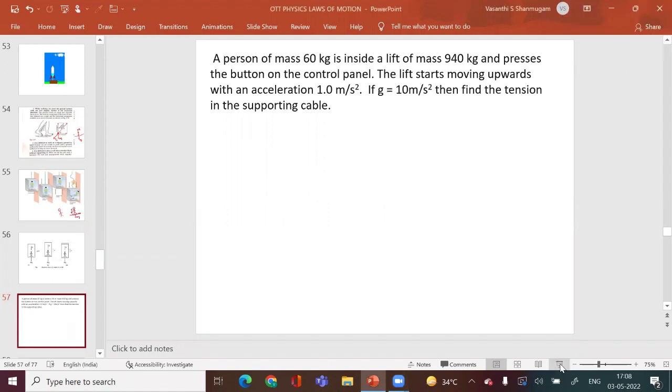Now we are going to discuss different situations inside the lift. Why does the weight decrease when the lift is accelerating downwards? When it is accelerating upward, the apparent weight is more than the actual weight compared to the situation when the lift is stationary. All that. Before that, I want to do this problem.